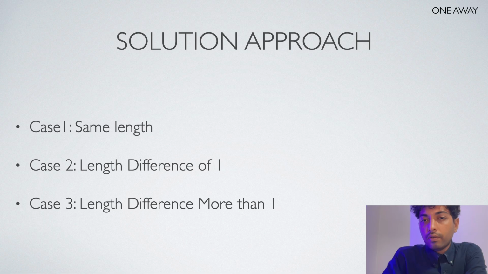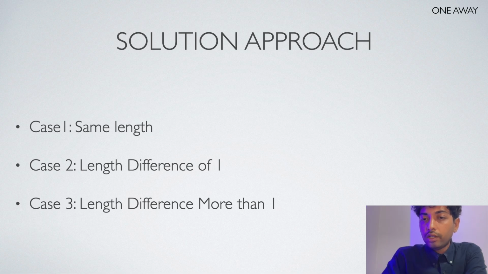Approach. We'll look at different scenarios based on the length of the strings and determine if they are one edit away. We can break this down into three cases. Case 1: if the strings are of the same length, we need to check if they differ by exactly one character. This means we can count the number of positions where characters differ. If there is exactly one difference, then the strings are one edit away.